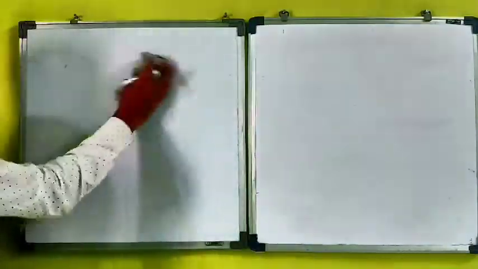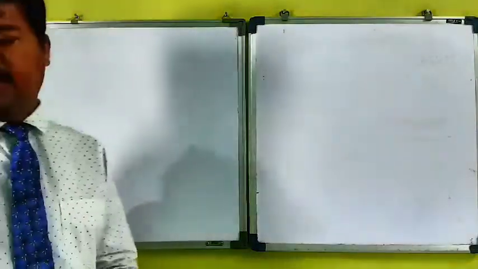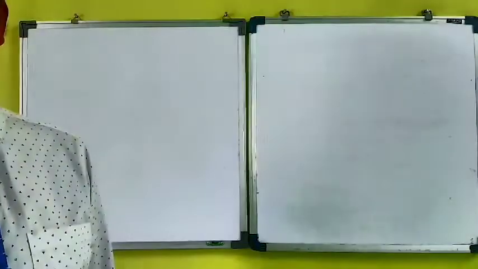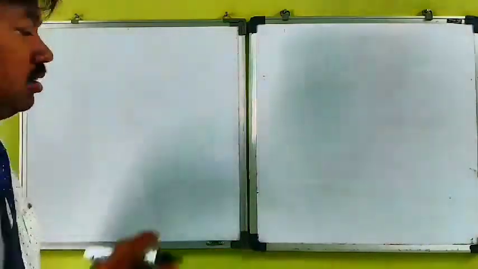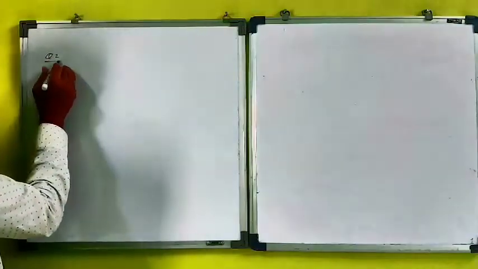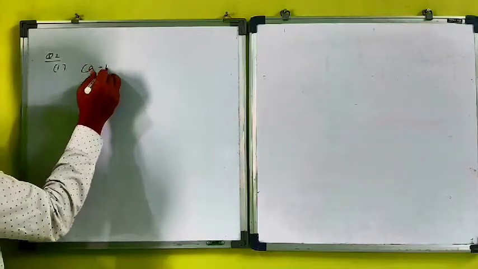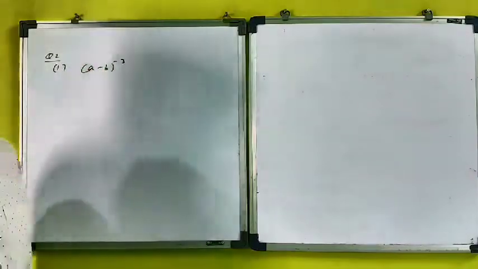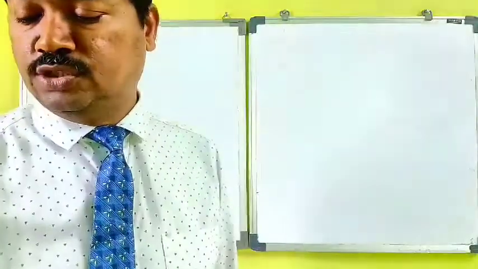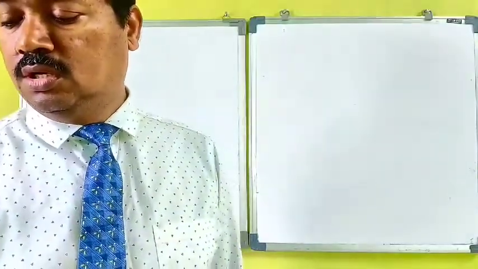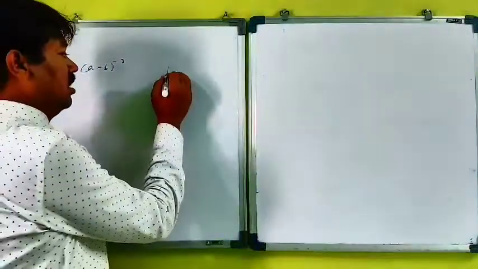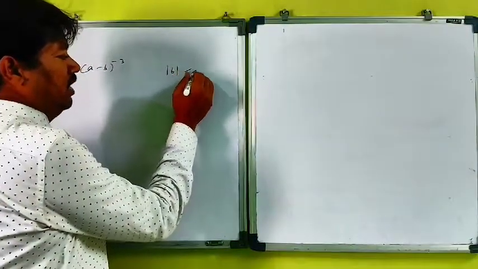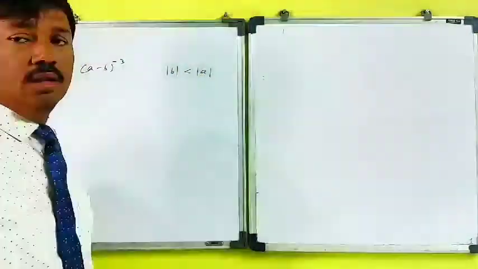Similarly, we will solve the next question, number 2. The first sum of question number 2 is (a minus b) raised to minus 3. In this question, you have to write the first 4 terms, but it is given that mod of b is less than mod of a.